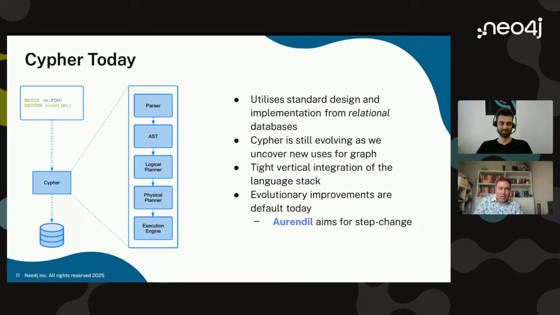And what you end up with is a tightly vertically integrated system where the runtime system goes from Cypher. So it parses the Cypher all the way down the stack to executing the Cypher, and all the steps in between are really tightly integrated. So this is how Cypher works today. And what we want to do with Aurendil is mix this up a little bit.